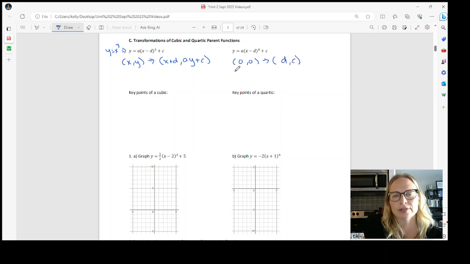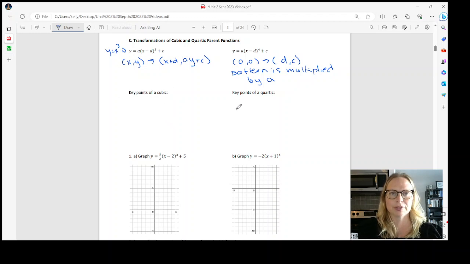And then your step pattern is multiplied by a. I'll give you an example of how I would use each. This I find easier. First of all, to be able to transform, we need our key points.